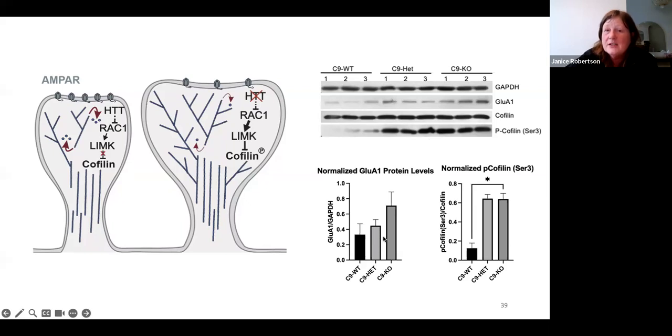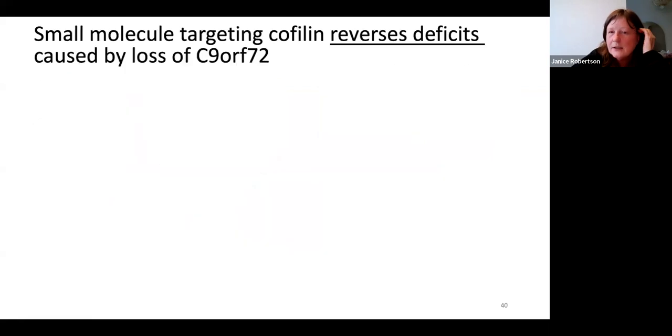And that coincides with elevated GLUA1. So there you have GLUR1 or GLUA1, which are used interchangeably. That's elevated when you don't have C9orf72, and that elevation coincides with the elevation of phosphorylation of cofilin. This is a process that we've really been interested in. It provides a mechanistic explanation as to why there are changes in AMPA receptors and GLUA1, and that is causing this increased vulnerability to glutamate excitotoxicity.